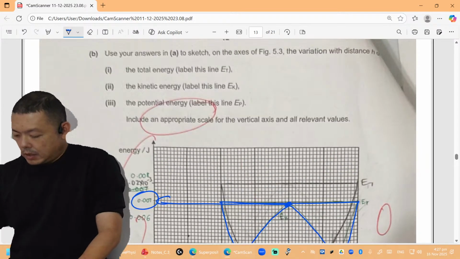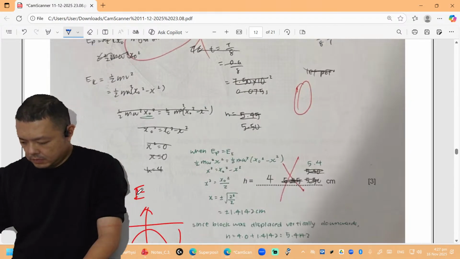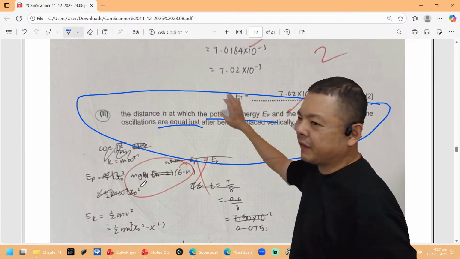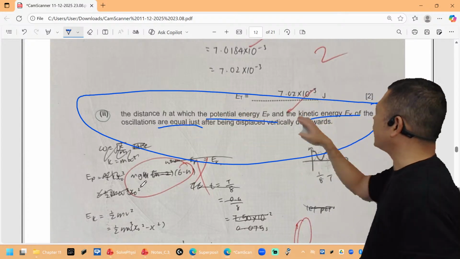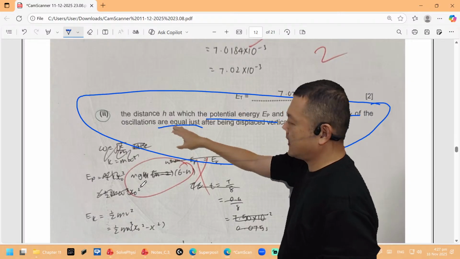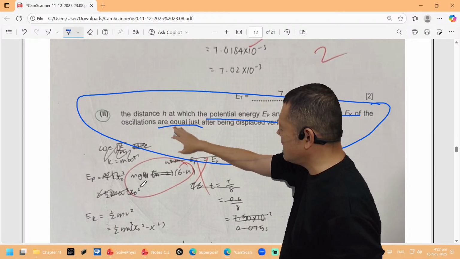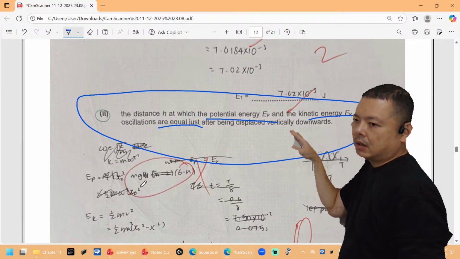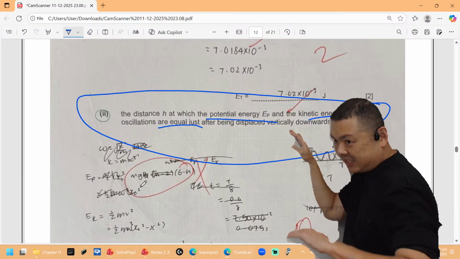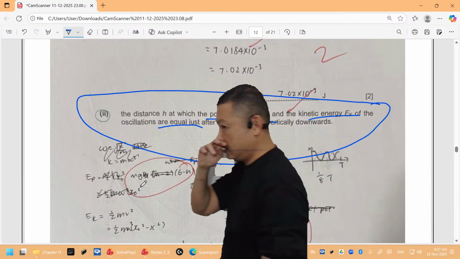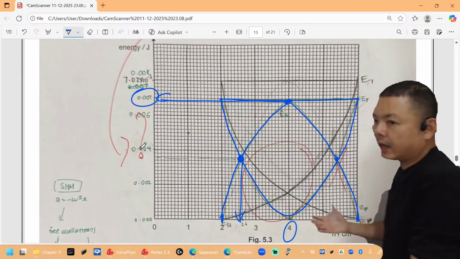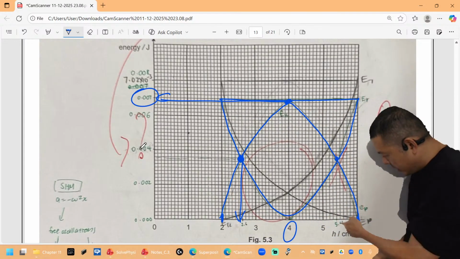Oh no, you know why? Because they're being very specific with the question. The distance at which the PE equals the KE, just after being displaced downwards. So that means they're looking for the distance just above the lowest point. On this graph, where? This one here, 5.4.